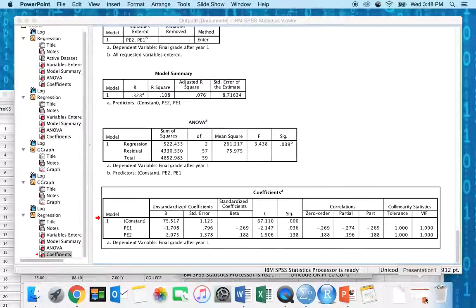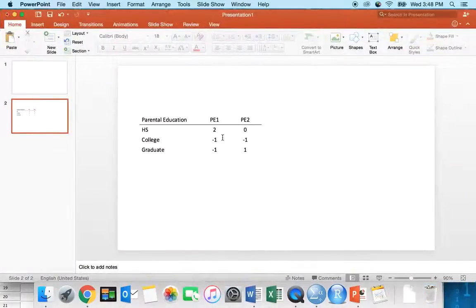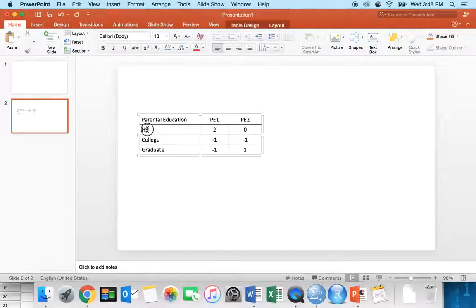So what happens with our codes? Well, as we go from college and graduate up to the 2 value of high school, the average goes down. So what does that tell us? That tells us that the average here of college and graduate is higher than the average score after year 1 for parental education level of high school. That's important. That tells us which mean is higher.